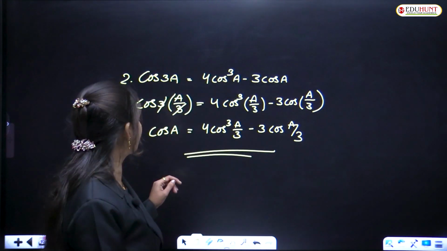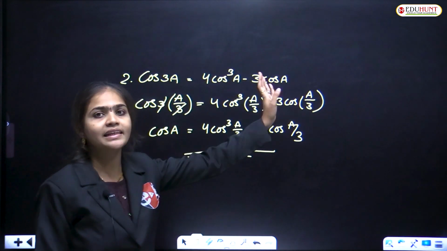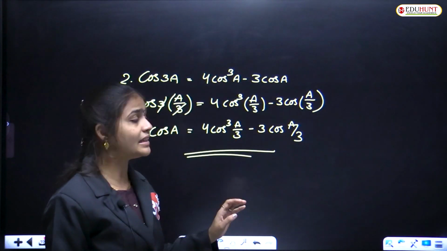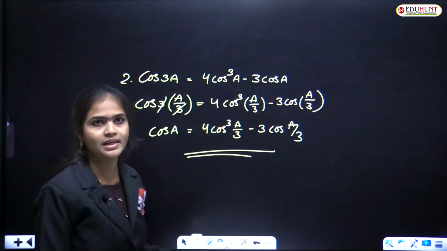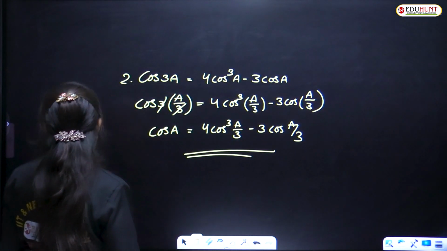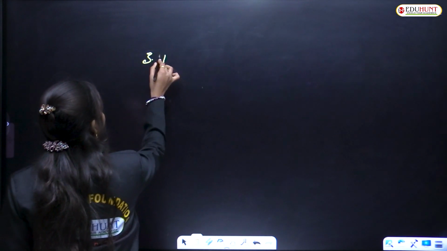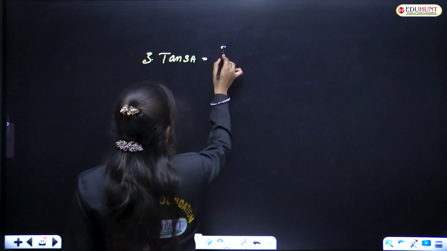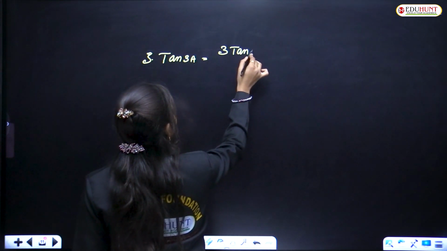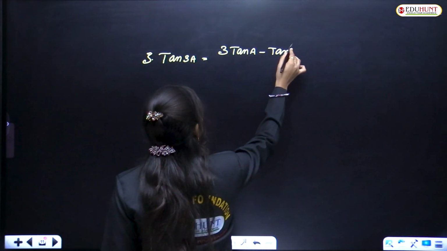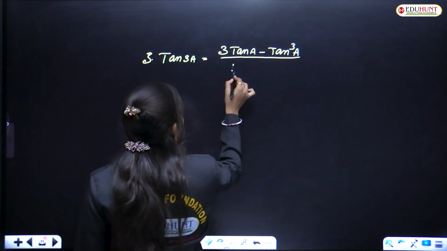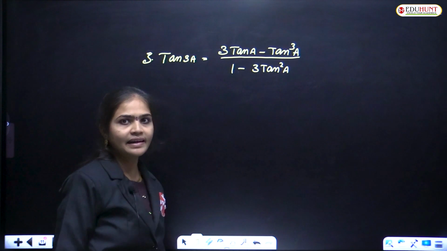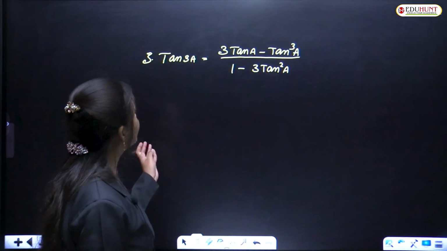Understand? How we wrote that? First we write the sin 3A, cos 3A formulas, and in the place of A just substitute A by 3. Then we will get the submultiple angle formulas. Next formula, see here. The third one, tan 3A. What is the formula? 3 tan A minus tan cube A by 1 minus 3 tan square A. This is the formula for tan 3A.